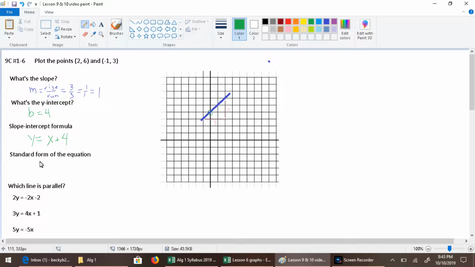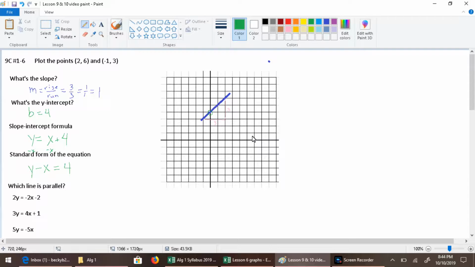What's the standard form of the equation? The standard form is to have no fractions, which we already have none, and then to put x and y on the same side. So to do that, we would subtract x over here and over here. So we would have y - x = 4. It looks a lot the same because there were no fractions, so there was no multiplying on this one.